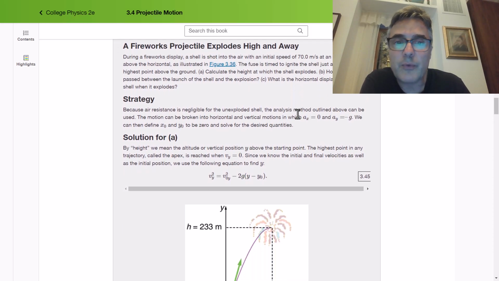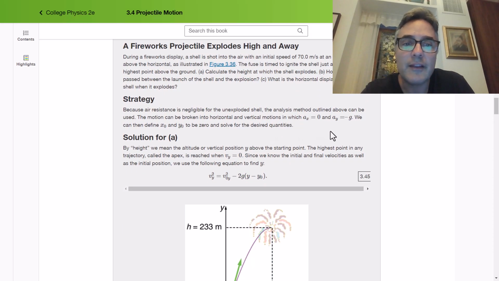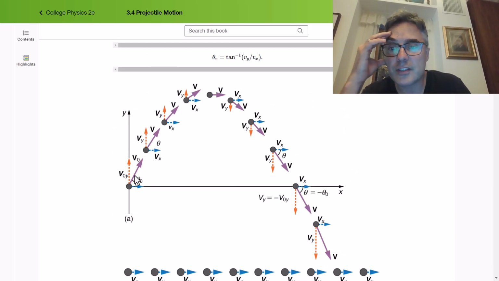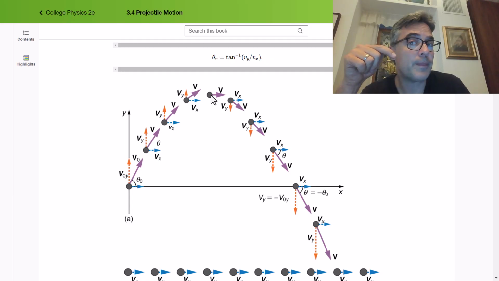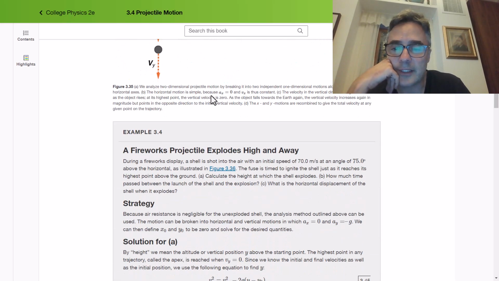So the way you do that is you say the highest point in any trajectory, called the apex, is reached when Vy equals 0. So that makes sense, right? If you think about this, the y component is positive for a while, then it's negative. Well, so it's going up and then it's going down. So when the y component of the velocity is 0, that's when you know that it's at its highest point.